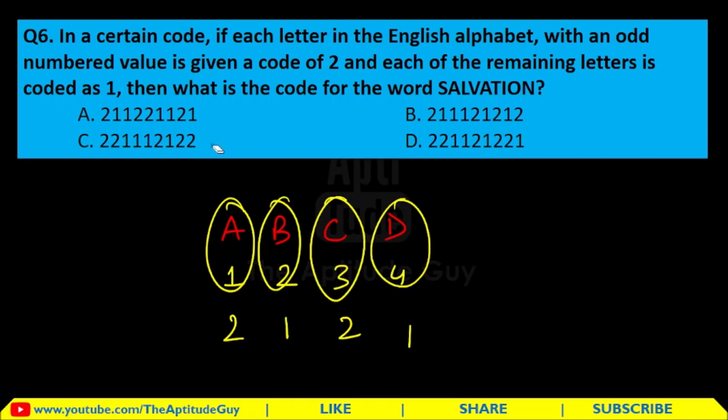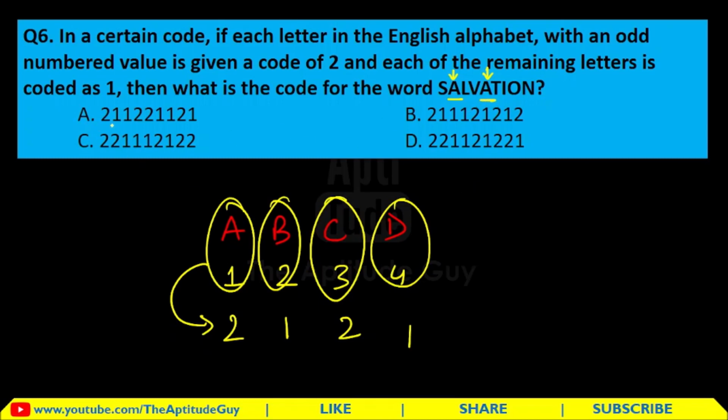Now they have asked what is the code for the word salvation. Code of the word salvation. Now which is the easiest letter to figure out? Obviously A is the easiest letter to figure out. And the code for A is 2. We already know that. So the second letter and the fifth letter, the second digit and the fifth digit need to be 2. Let's see if we have that in all the options.